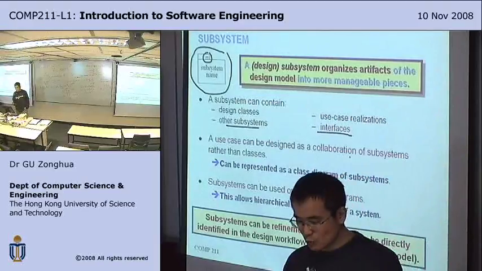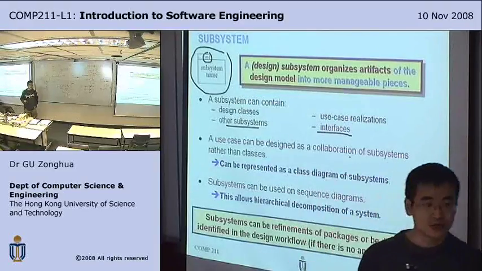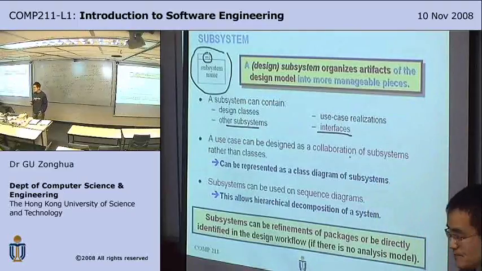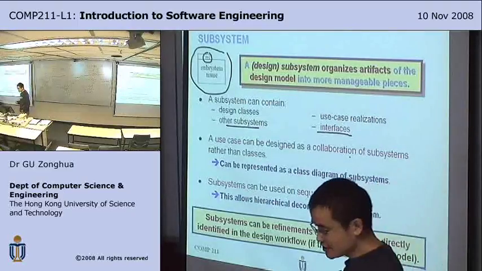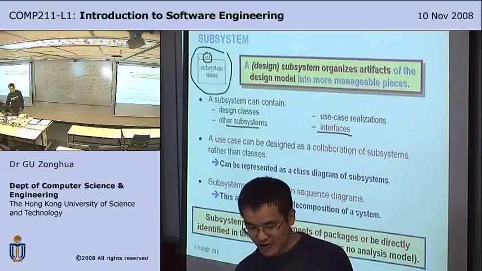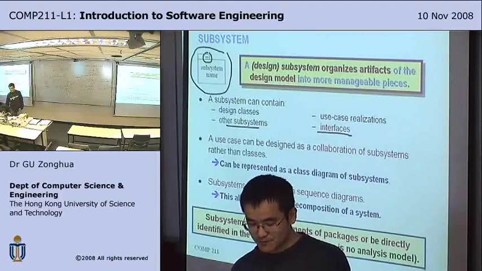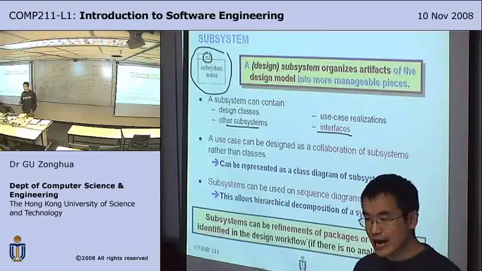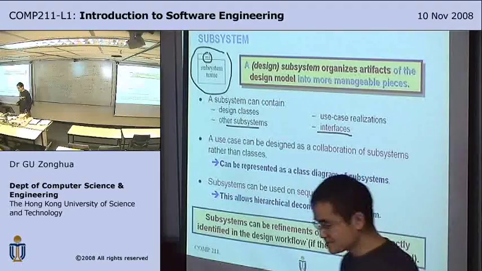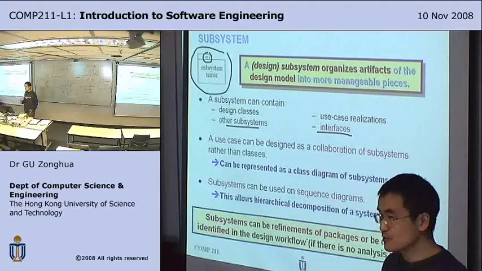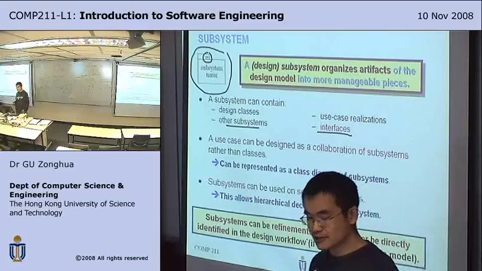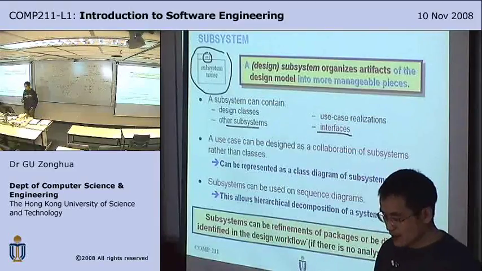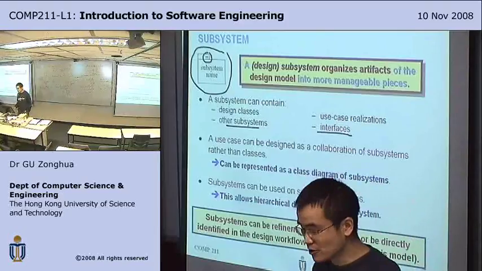There can be a one-to-one correspondence between an analysis model package and a design model subsystem. But subsystems can also be directly identified in the design workflow, in addition to what you have in the analysis model as a package. Or if you don't have an analysis model, if you skip the analysis step and go directly to design, that can be possible if your system is simple.